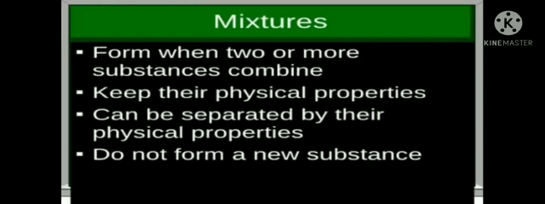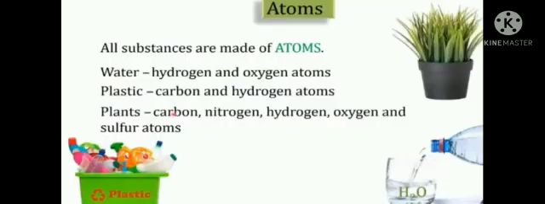Now, a mixture forms when two or more substances combine, keep their physical properties, can be separated by their physical properties and do not form a new substance. Let us see about atoms. All substances are made of atoms. Water. What are the atoms in it? Hydrogen and oxygen atoms. Plastic: carbon and hydrogen atoms. Plants: carbon, nitrogen, hydrogen. These all are what?